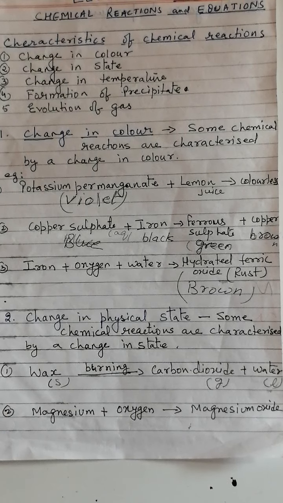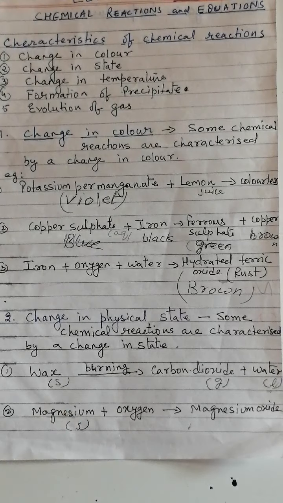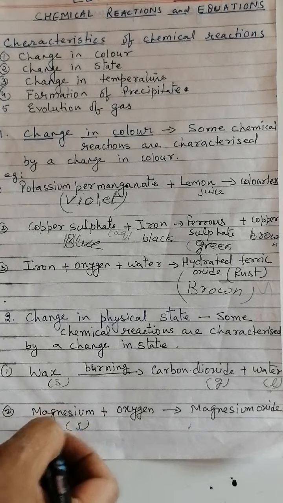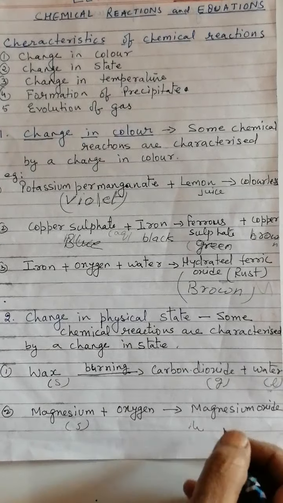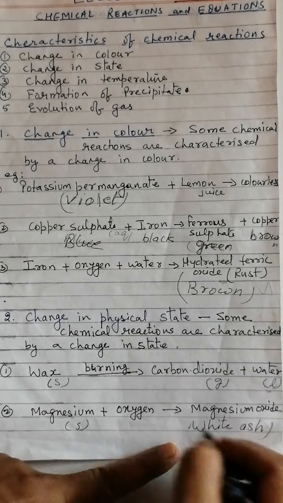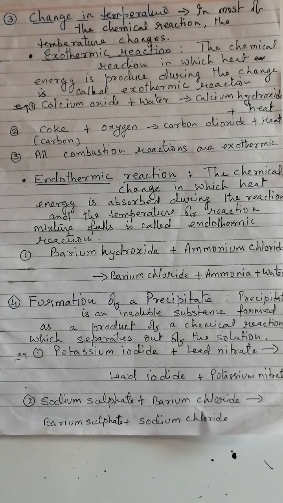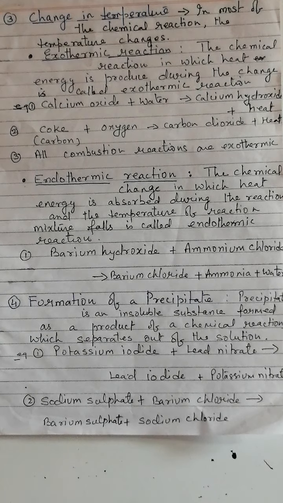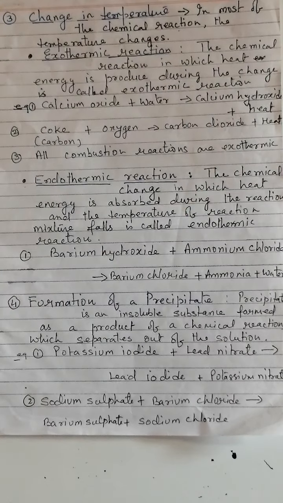Likewise, next example, magnesium. When you take magnesium ribbon, which is again in solid state, on burning in the presence of oxygen, magnesium will form magnesium oxide, which is white ash. The magnesium oxide thus comes in the form of white ash. Next chemical property, that is change in temperature. In most chemical reactions, the temperature changes.